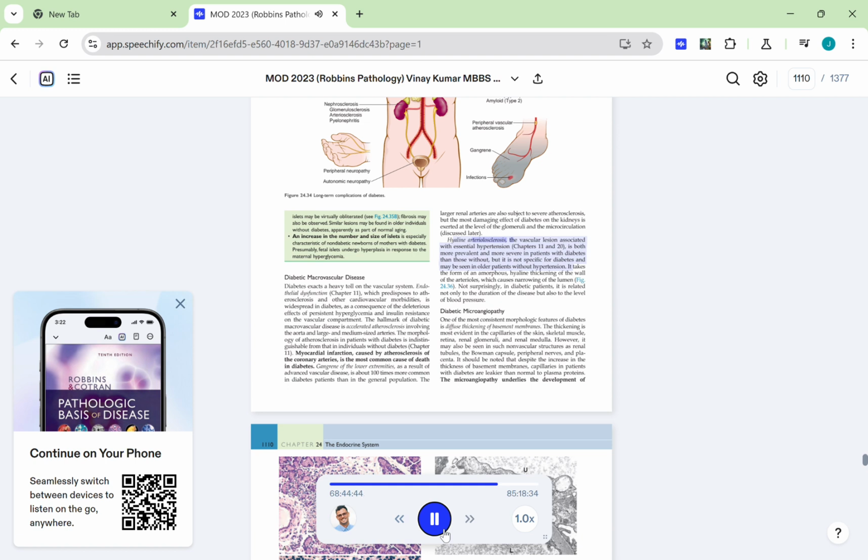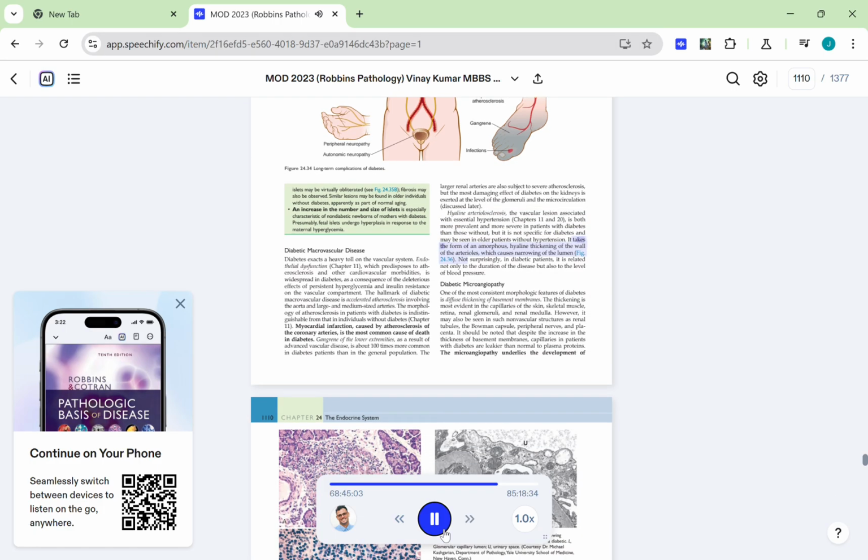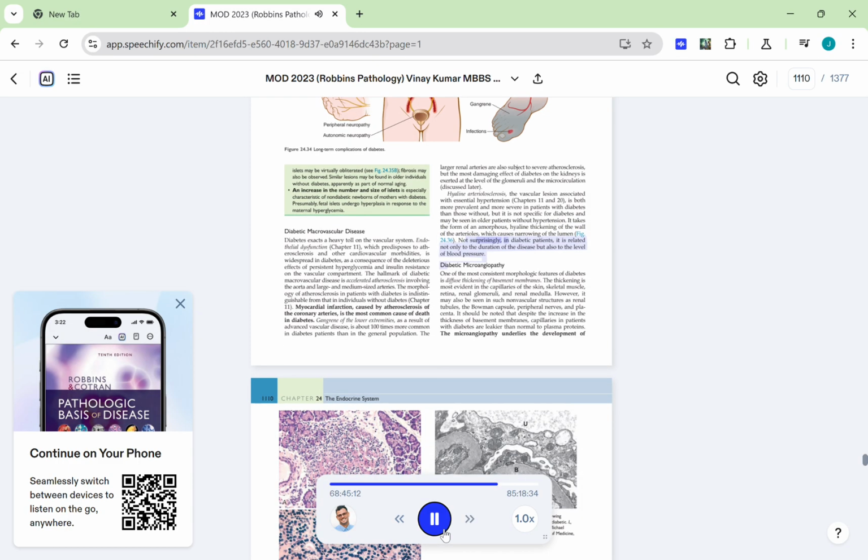Hyaline arteriolosclerosis, the vascular lesion associated with essential hypertension, is both more prevalent and more severe in patients with diabetes than those without, but it is not specific for diabetes and may be seen in older patients without hypertension. It takes the form of an amorphous hyaline thickening of the wall of the arterioles, which causes narrowing of the lumen. Not surprisingly, in diabetic patients, it is related not only to the duration of the disease but also to the level of blood pressure.